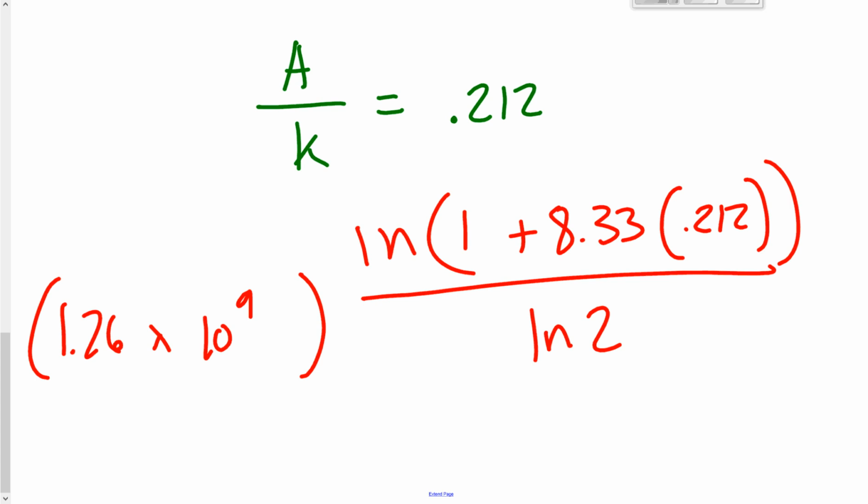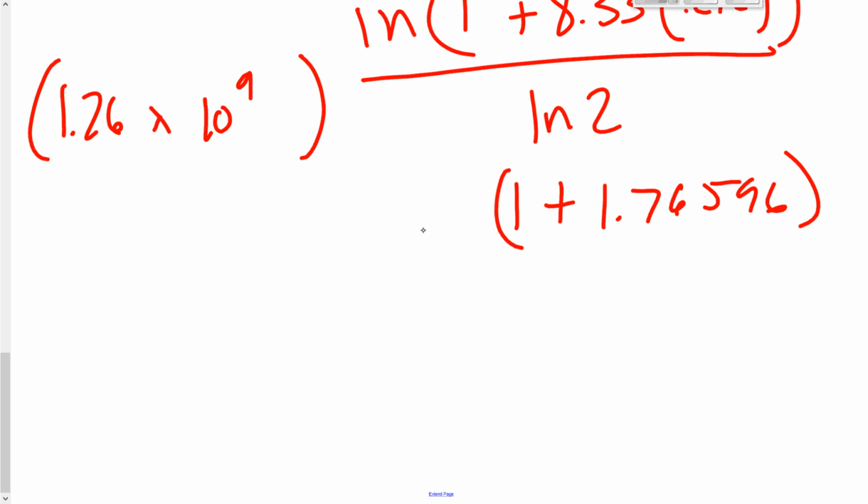So on my calculator, I'm going to type 0.212 times 8.33. Okay, and that's 1.766596, and now I'm going to add 1 to that. I don't erase anything from my calculator, I'm continually typing this in, right? So I have this number now, it's 2 something.